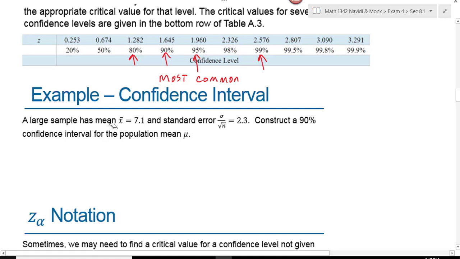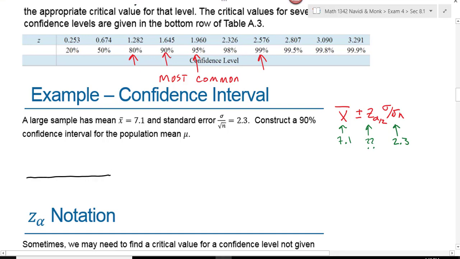We're told a large sample has a mean of 7.1 and a standard error of 2.3. You're given the complete standard error here. We're told to construct a 90% confidence interval for the population mean. Start with the formula for a confidence interval. That's x bar plus or minus z sub alpha over 2 times sigma divided by the square root of n. I know a number for x bar, don't I? 7.1. And I know a number for sigma divided by the square root of n, 2.3. This is the one that I've got to figure out, the critical value.